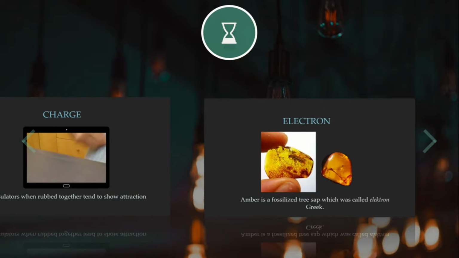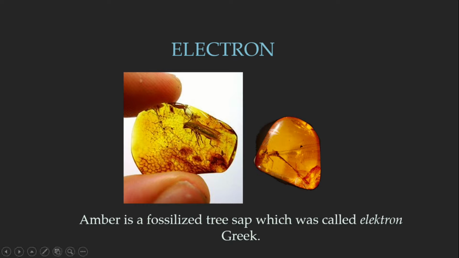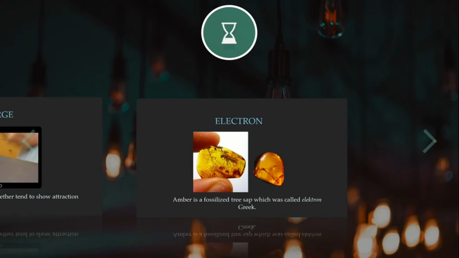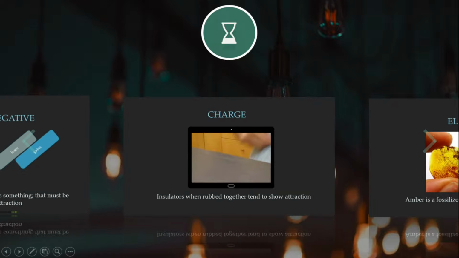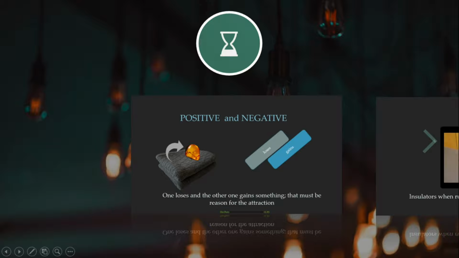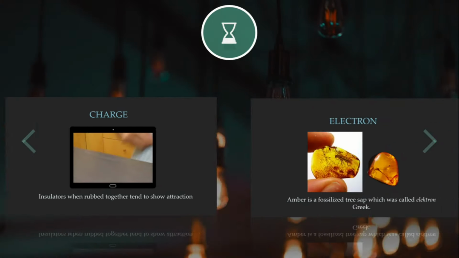And do you recognize this material here? That's amber, a fossilized tree sap or resin. This was called electrum in classical Latin or electron in Greek. So in that short period, you caught some perspective on the following terms that we will use in this lecture. The first one, positive and negative. Second one, charge and electron.